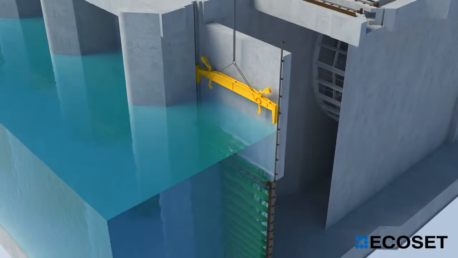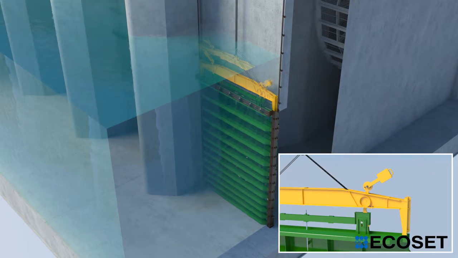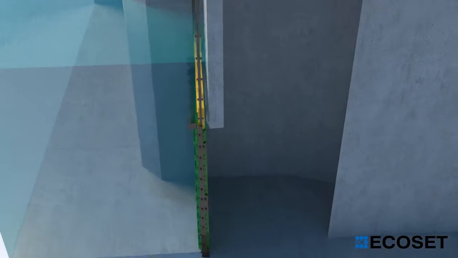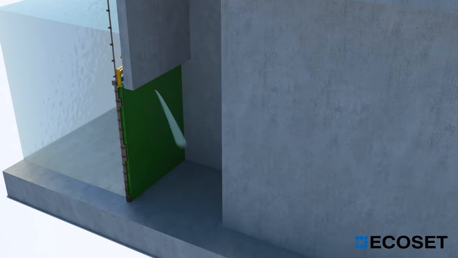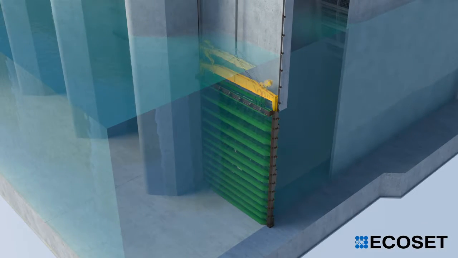Before lifting stop gate, equalizing valve must be open first, and then the water level in front of and behind the stop gate must be equal. When the water level stays about the same, the stop gate must be lifted.